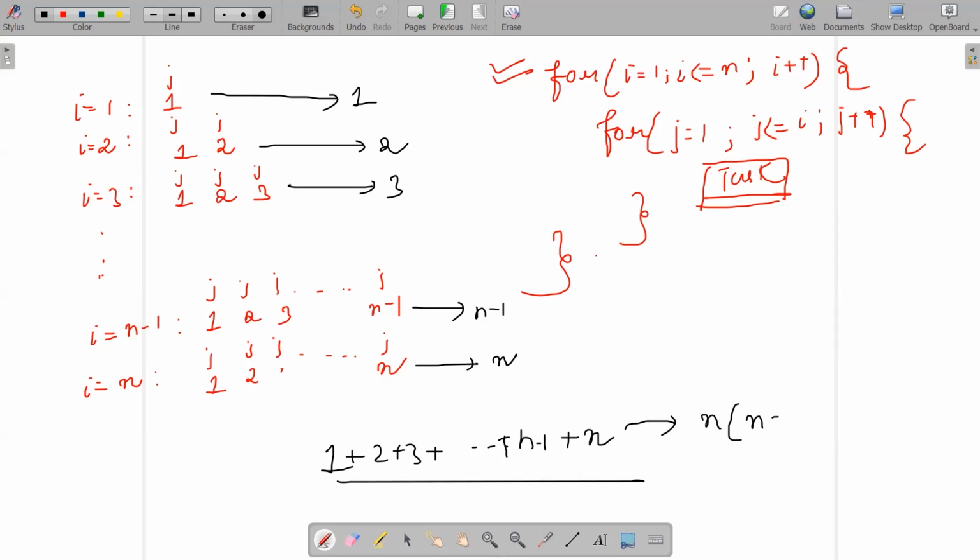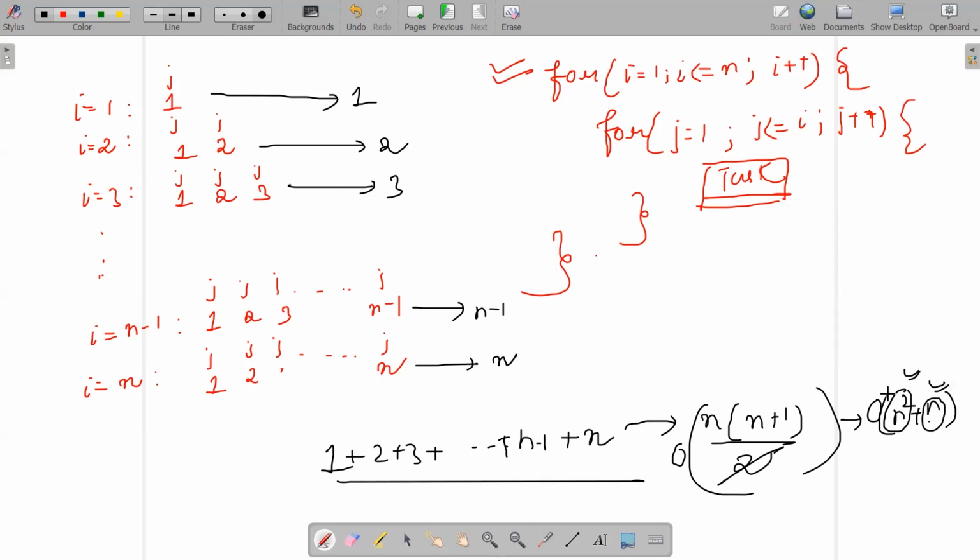n into n plus 1, divided by 2. Enclose that in big O. This is my overall number of operations, roughly, that I am doing. 2 is a constant, that is neglected. Again, what we are left with is big O of n square plus n. Inside the big O notation, you keep the highest power term and neglect the lower power terms.